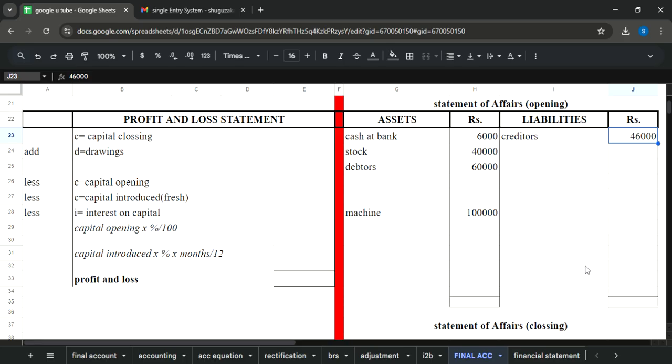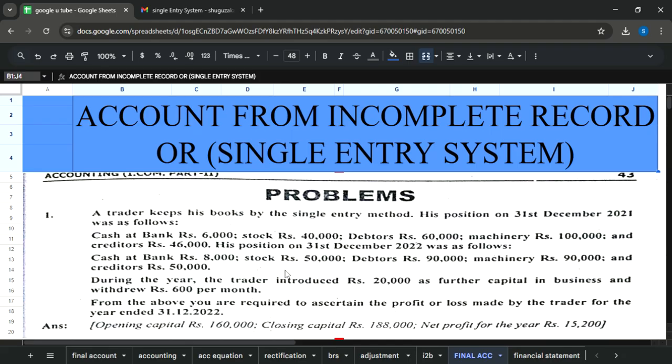The only step required is to calculate the balance. But for the time being, we will wait because it may be possible that in the next paragraph some transactions can be present. Alright, now read over here. His position on 31st December 22. This was 21 and now 22. Everything written over here is closing. So cash at bank was present in opening and cash at bank is also present in closing. So we'll go to the closing side.